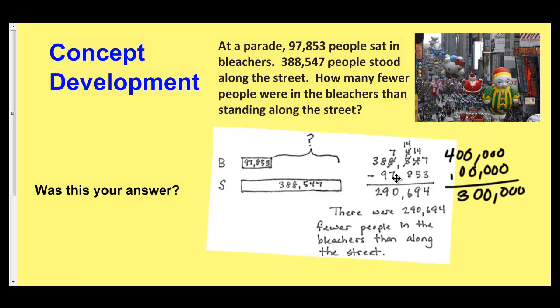This isn't the only way that you could have written your statement. As long as it answers the question, how many fewer people were in the bleachers than standing along the street, then it would be correct. One more.